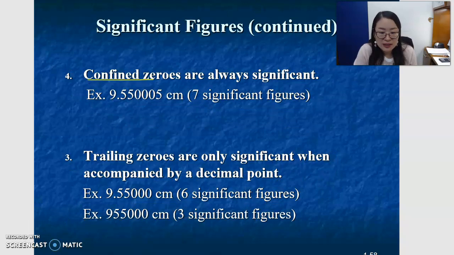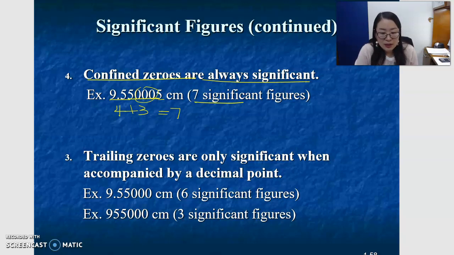And the confined zeros, the zeros between non-zero digits, like those 3 zeros, are always significant. So the non-zero digits are always significant, which is 4, and these 3 confined zeros are also significant. So I have 7 sig figs.